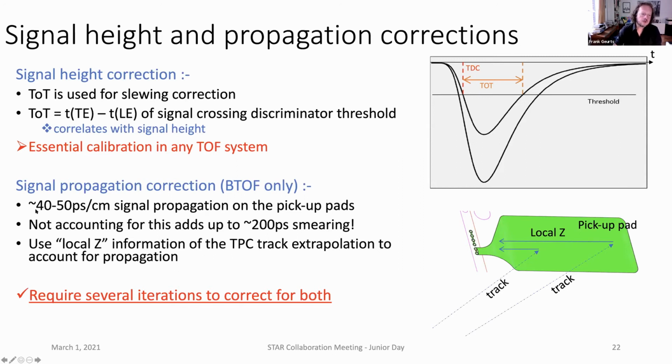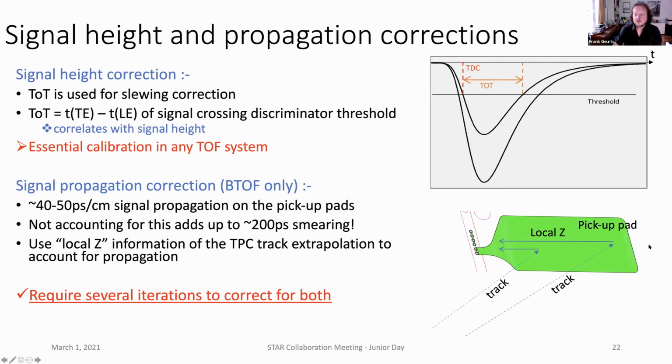The other one that I want to highlight here is this signal propagation correction that you also might have heard of in terms of local Z. And it's important because in the early prototype test, we saw that there is about 40 to 50 picoseconds per centimeter that this signal travels from wherever it's generated to where it's being picked up by the leads that then go into the amplification.